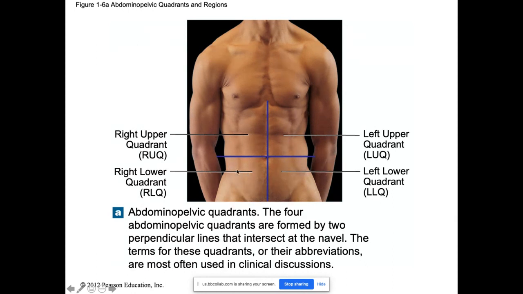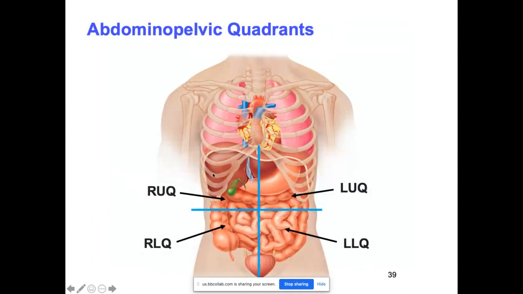When I palpate or feel, that's what palpate means, when I feel this area, the patient grimaces and pulls away from the pain. Pain on a scale of 1 to 10, they were a 10.5. We'd think maybe there's an inflamed appendix over here. So you have to keep in mind what deeper structures are found in those right upper quadrant, right lower quadrant, left upper quadrant, left lower quadrant.